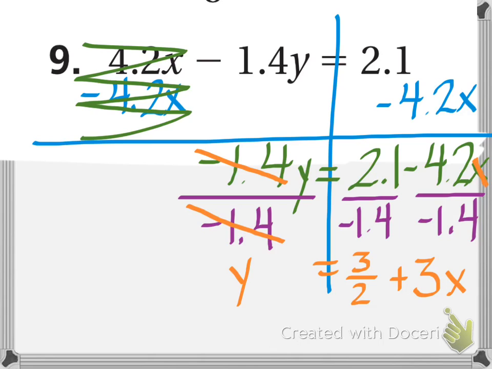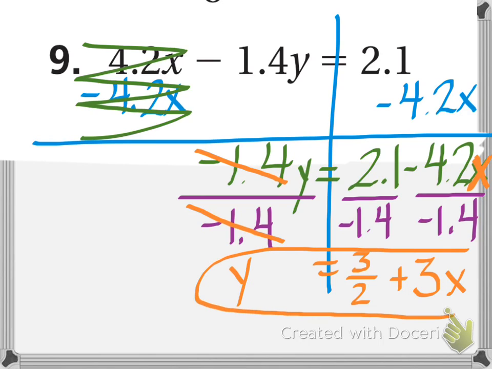Don't forget about this x that's up here. It's very important. Remember, we're not doing any magic. We are only doing math, so no disappearing acts. And our final answer is y equals 3 over 2 plus 3x.